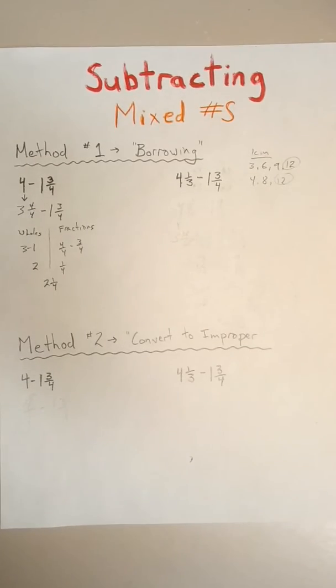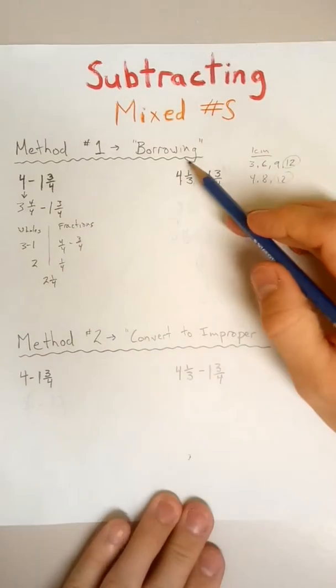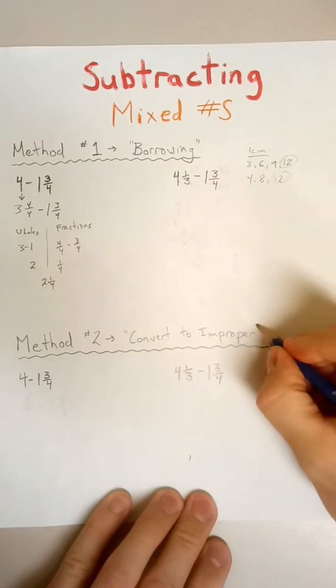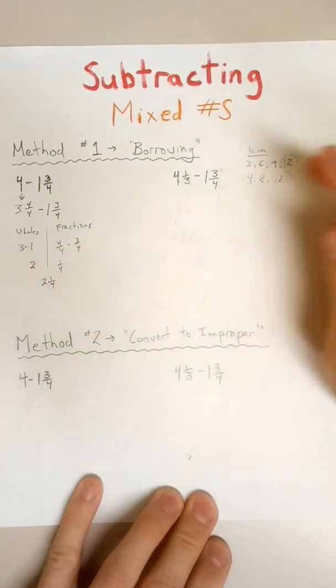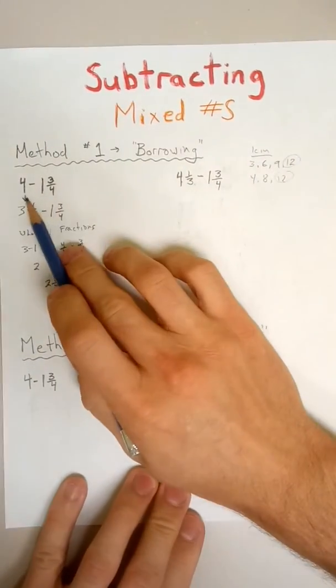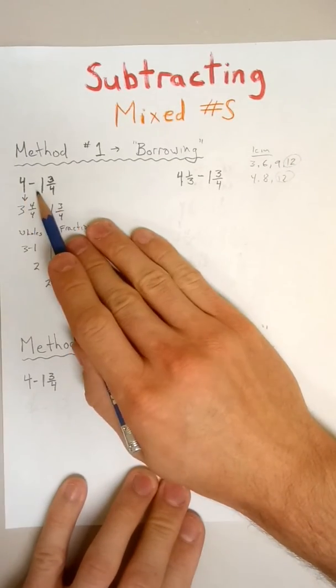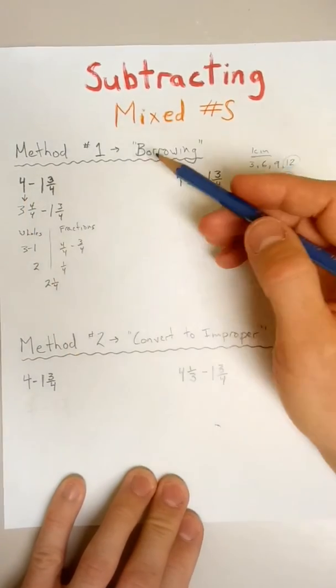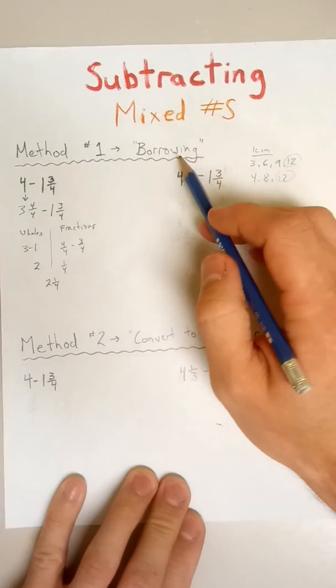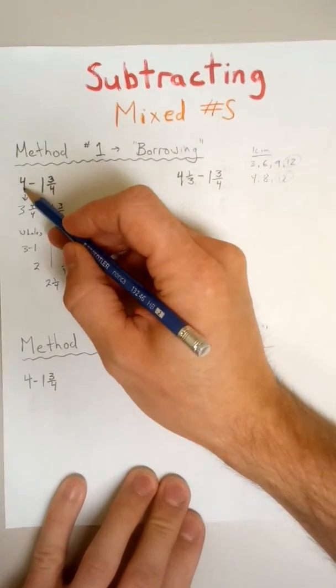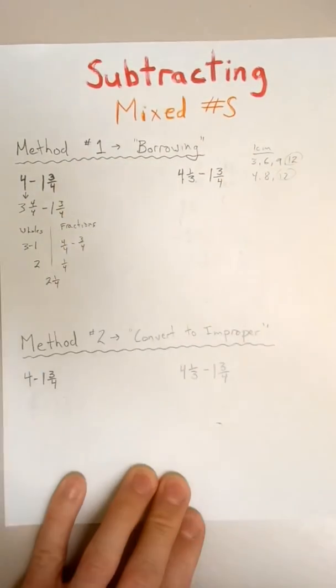Hi, we're looking at subtracting mixed numbers today. Two methods, borrowing and converting to improper. We'll start with borrowing. Here's an instance where you have a whole number minus a mixed number. So what you can do is borrow a fraction from the whole so that you're dealing with two mixed numbers.